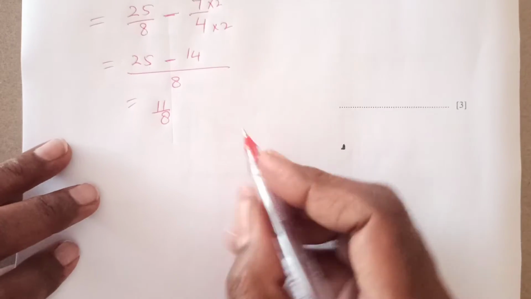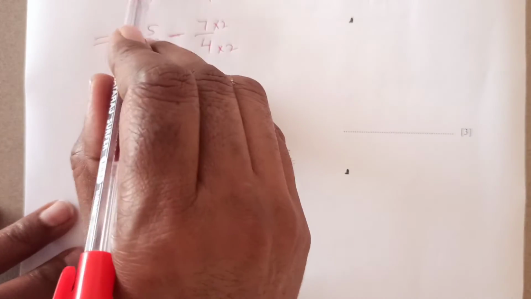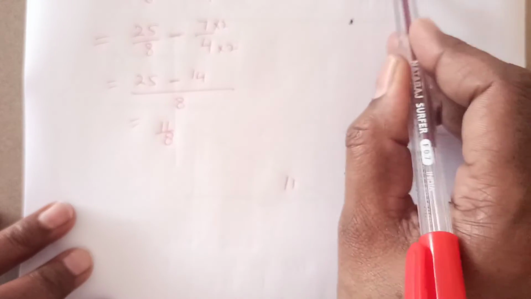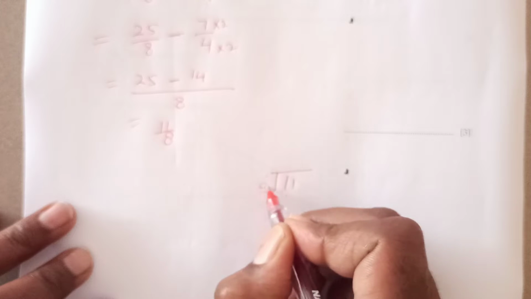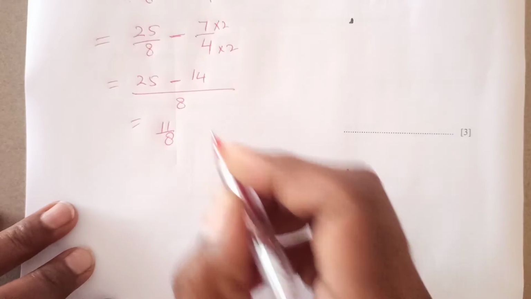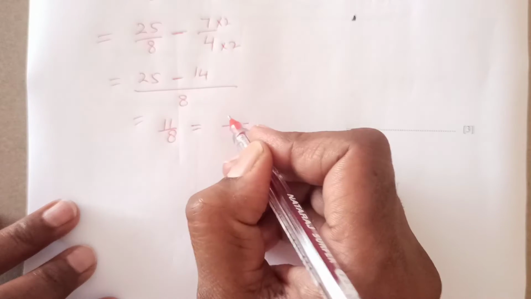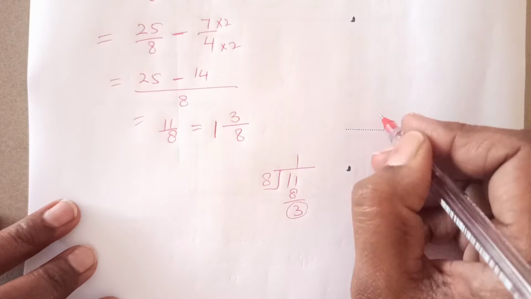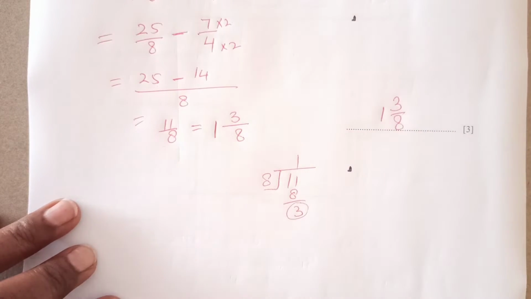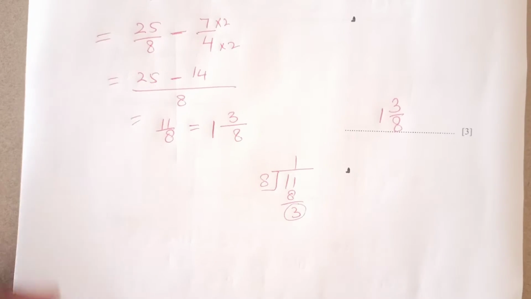25 minus 14, it is 11 over 8. So 11 over 8 we are going to write. See, you must show all your working and give your answer as a mixed number in its simplest form. So divide 11 by 8, it's 1. So denominator remains as denominator, remainder goes up here and divisor is here. So 1 3 over 8 is the answer, right?